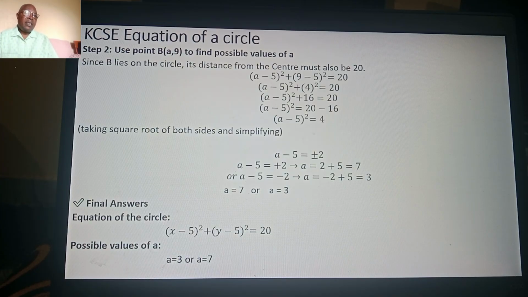And the final answers are, equation of the circle is x minus 5 squared plus y minus 5 squared is equal to 20. And the possible values of a are a is equal to 3 or a is equal to 7.